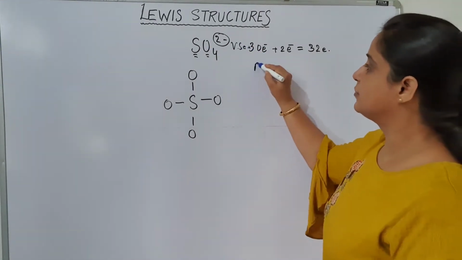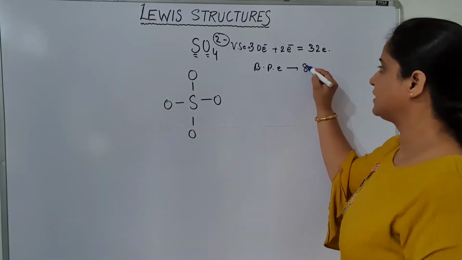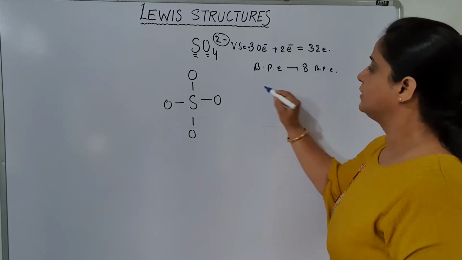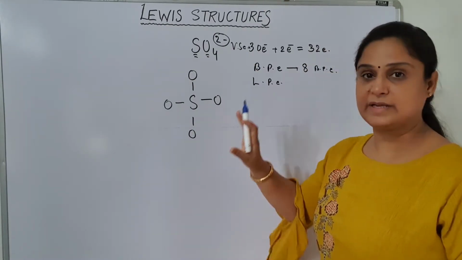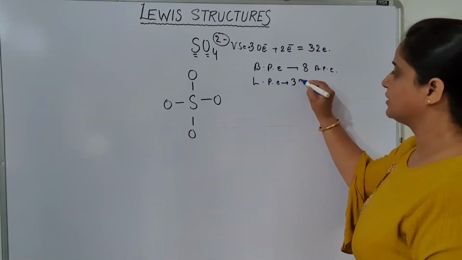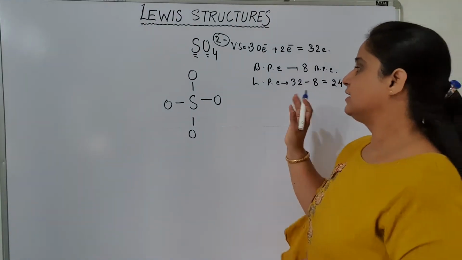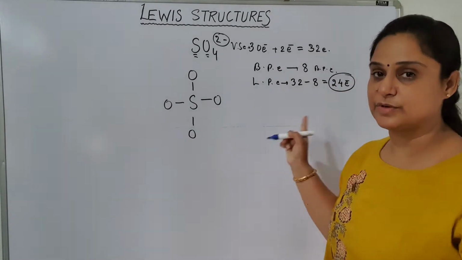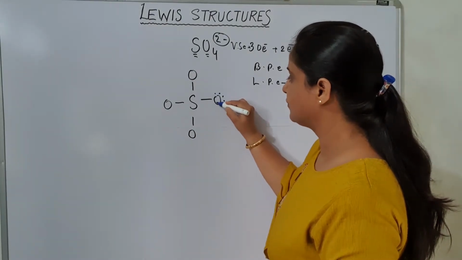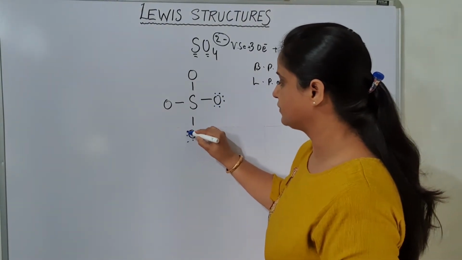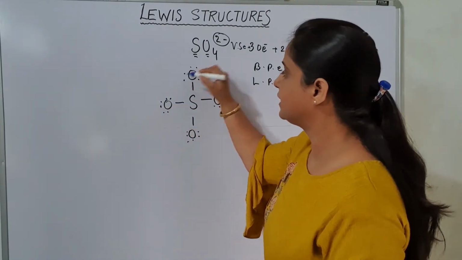Now let's see what the bond pair electrons are. Now 1, 2, 3, 4, 5, 6, 7, 8 bond pair electrons. Now lone pair electrons we have to calculate just as we were doing in the last video while making the structure. We are doing the same, that is 32 minus 8 and it remains 24 electrons. Now what we have to do is distribute these 24 electrons on all the oxygen atoms present here. So I am doing this: 1, 2, 3, 4, 5, 6, 7, 8, 9, 10, 11, 12, 13, 14, 15, 16, 17, 18, 19, 20, 21, 22, 23, 24.